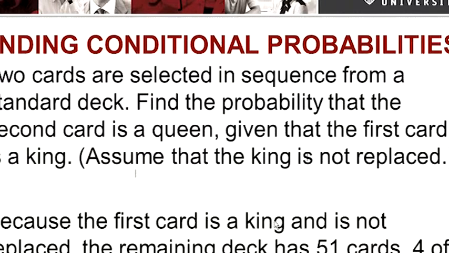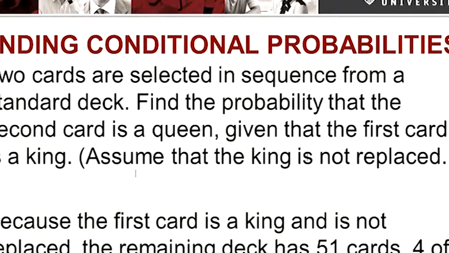But once you don't put that king back, that changes the total number of cards, and so that's important. Because the first card was a king and not replaced, the remaining deck has 51 cards, 4 of which are still queens. So the probability of the second card being a queen, given that the first card was a king, is 4 out of 51, 4 queens out of 51 cards, which we generally divide out and take to however many decimal points you've been asked to give.